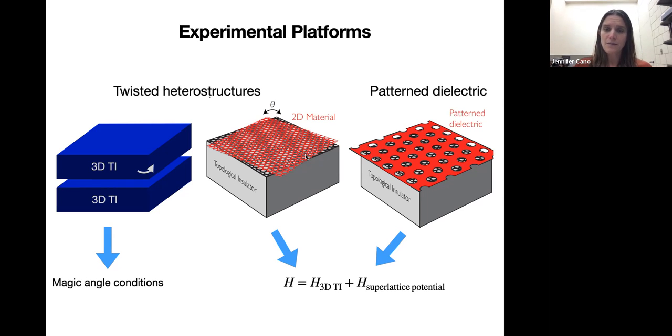So these two different setups on the left and the right here are actually two different ways of realizing effectively the same Hamiltonian, which would be the Hamiltonian of a 3D topological insulator plus what I call a superlattice potential, which is just some spatially modulated potential, spatially modulated in both directions. This is the Hamiltonian that we want to study for a little bit, and then I'll actually come back to this system.